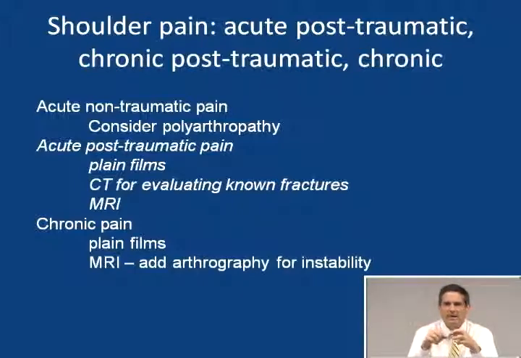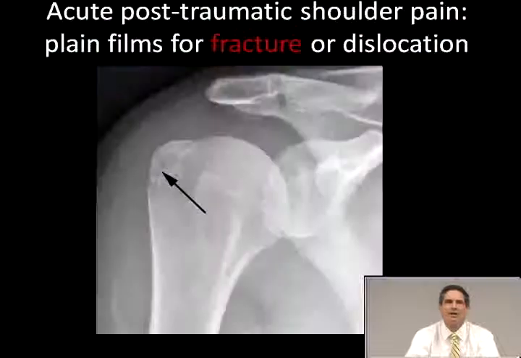If the plain film is negative, but you really think that there's some sort of bony or significant soft tissue abnormality, you probably want to order an MR study. MR is going to show you both occult fractures and significant soft tissue injury. Okay, so let's go through some examples here. This is acute post-traumatic shoulder pain, looking for fracture. This young man had trauma, and you see an acute fracture of the humeral head, here where the black arrow is.